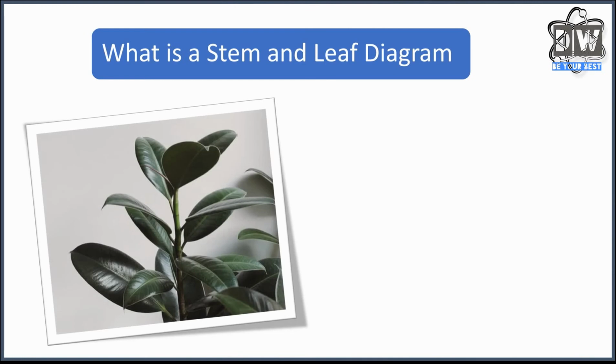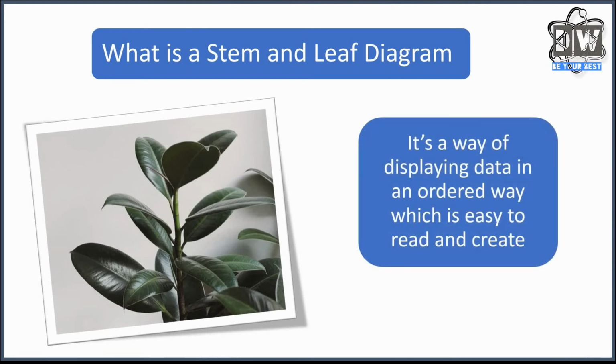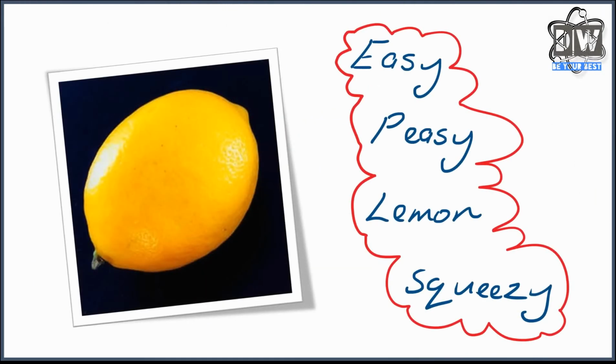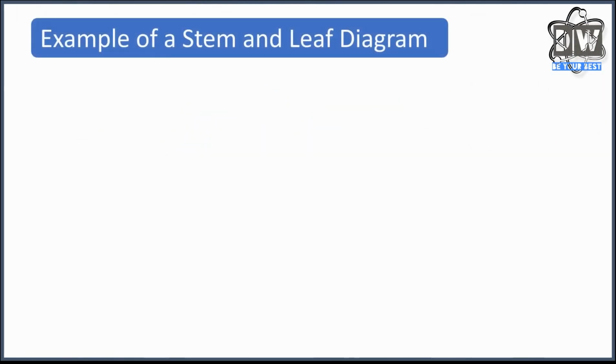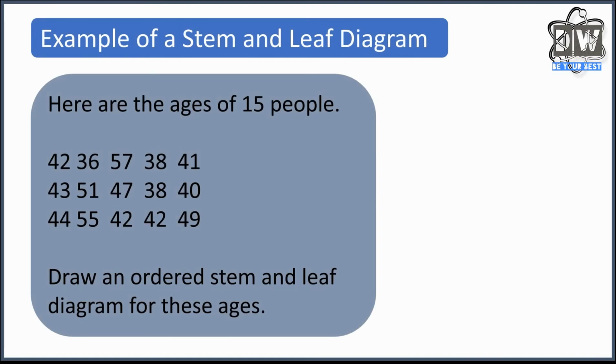It's called that because it looks a little bit like a stem and leaves coming off it. It's a way of displaying data in an ordered way, which is easy to read and create. And that's the good news for us. It's easy to create, which I love. It's easy peasy lemon squeezy, everyone. But here's an example of the data we might get to then have to create a stem and leaf diagram.